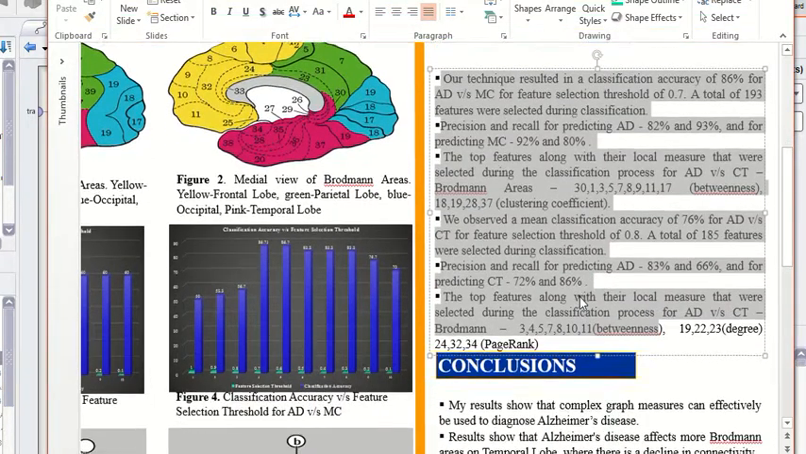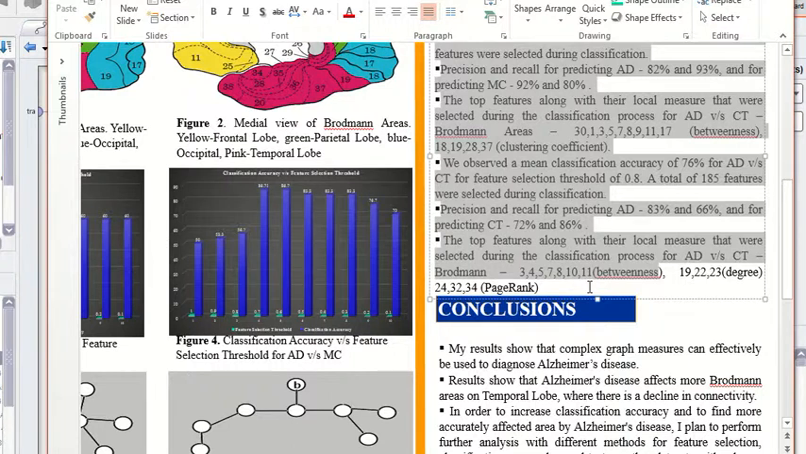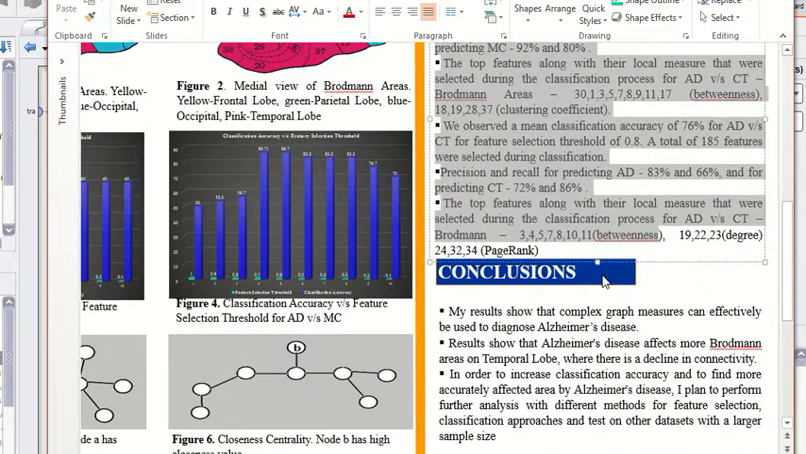So what's the conclusion from the above project? The results that I obtained show that complex graph measures and machine learning techniques can be efficiently used to diagnose Alzheimer's disease. Also, the results show that the disease affects more Brodmann areas and the temporal lobe, where there is a decline in connectivity. Since the sample size is very small, I plan to increase the classification accuracy.